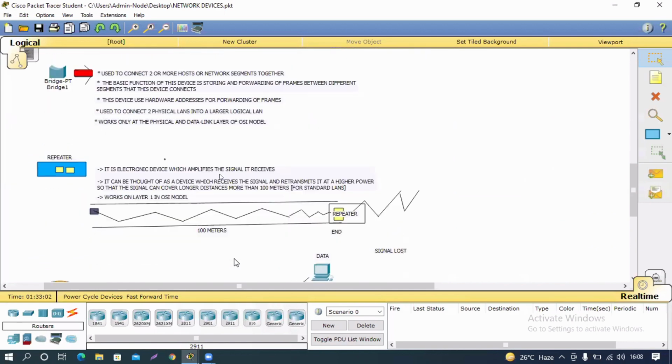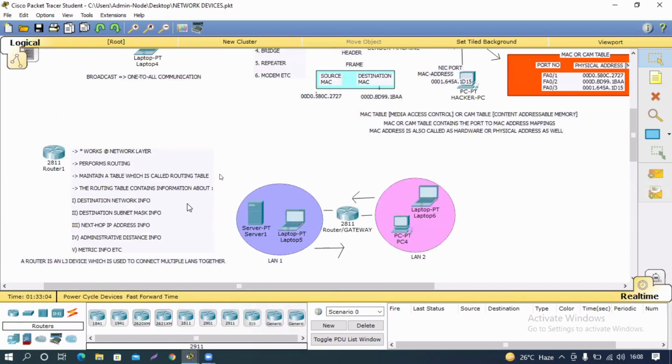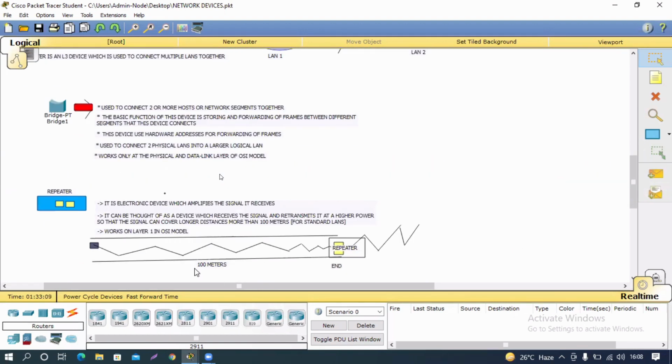Coming to the next device, everyone, this is the repeater device. This is basically used for amplifying the signal. When you send a signal, let's say this is your laptop and you are sending the signal via the cable, your signal is moving. This is the standard range of cables in networks: 100 meters. When you send your signal via this cable, up to 100 meters, it will be moving.